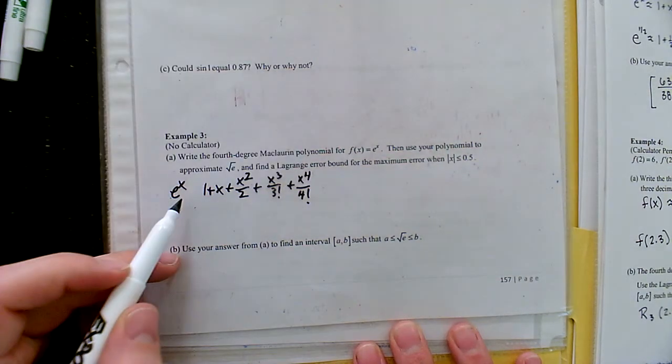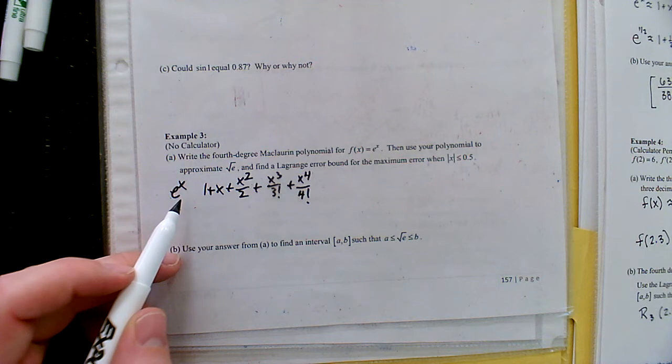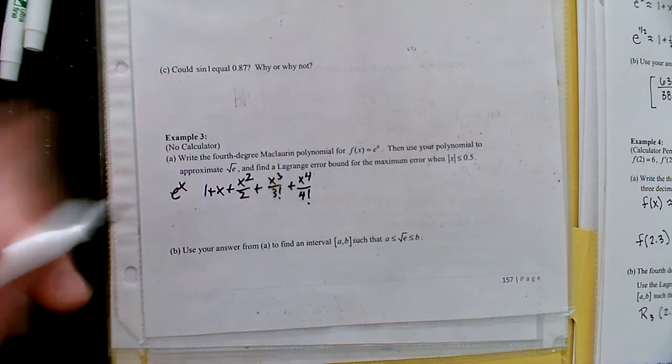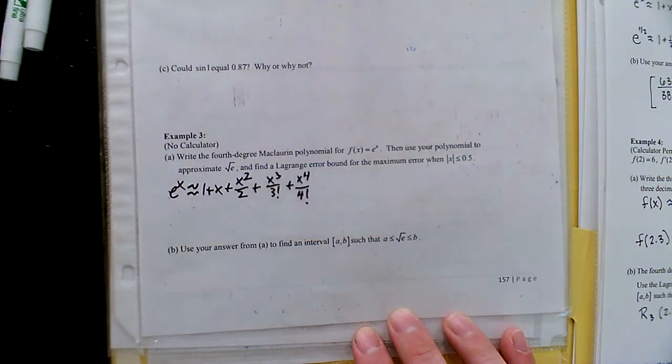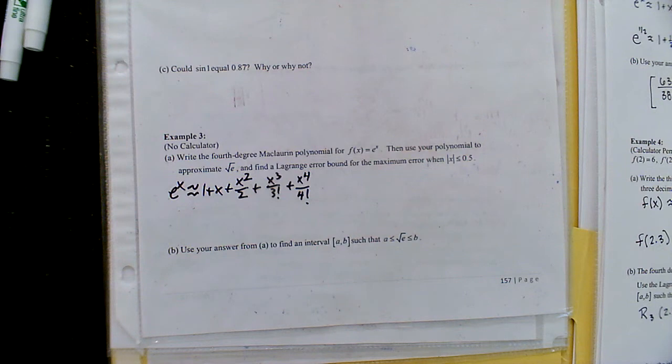Now, this is a Maclaurin polynomial, equal sign or a squiggly sign? Squiggly. It's approximate. If it's the series, the infinite amount of terms, then it's equal. But this is the polynomial.